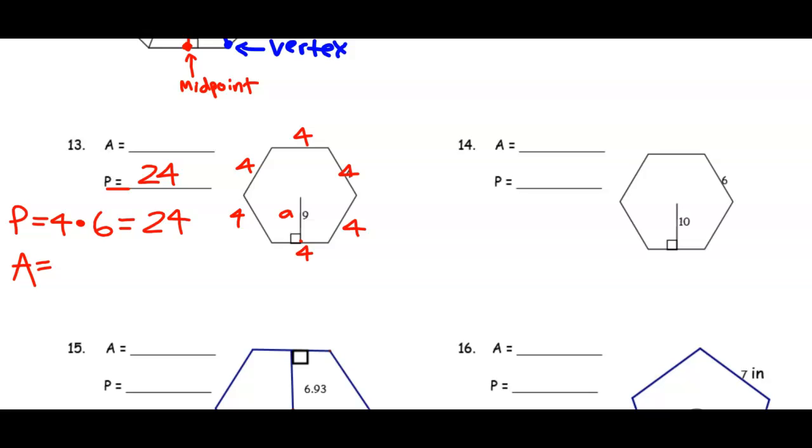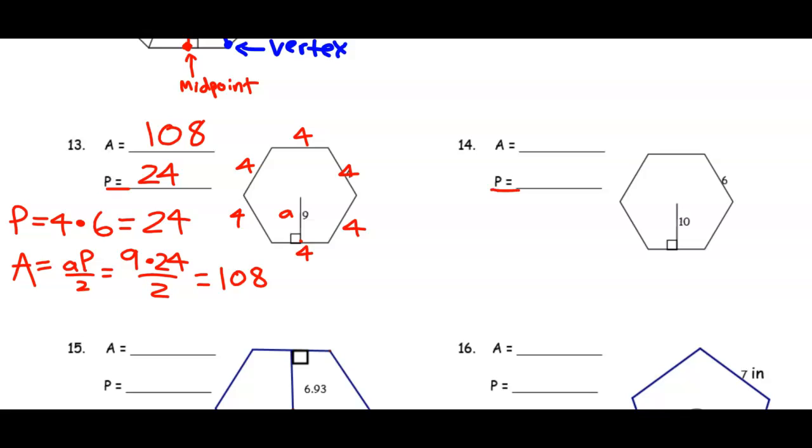So in this case, it's going to be a p over 2. So it's going to be 9 times 24 divided by 2. Okay, then 9 times 24 divided by 2 gives me 108. And those units would be squared, whatever the units are. Okay.